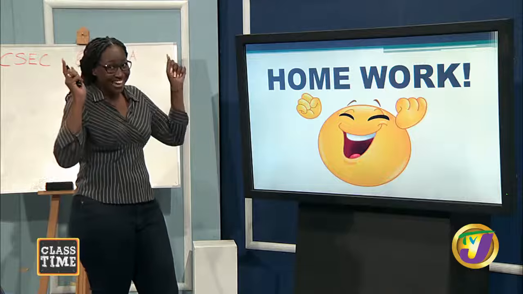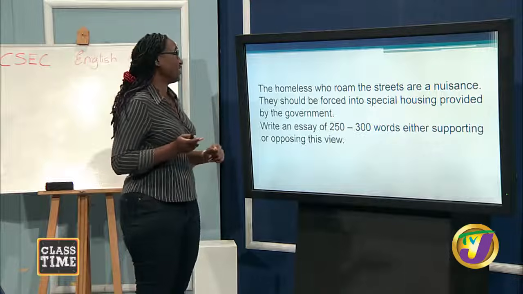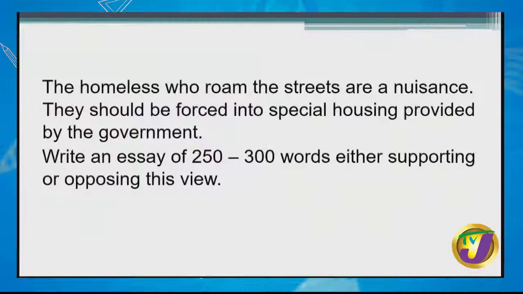Homework time! Yay! So, here is a question that you should work on. The homeless who roam the streets are a nuisance. They should be forced into special housing provided by the government. My word, that's a touchy issue. And you have your parameters there. So work on this for your homework. And of course, happy building.